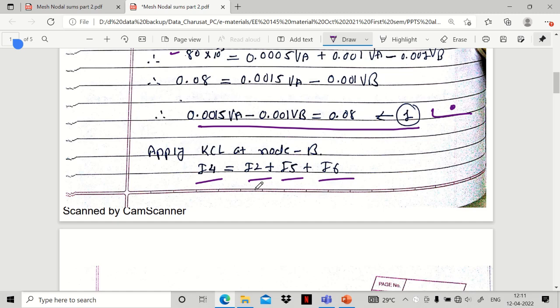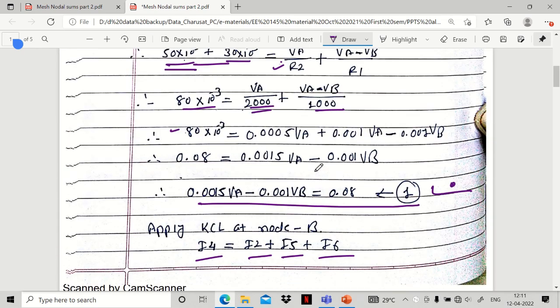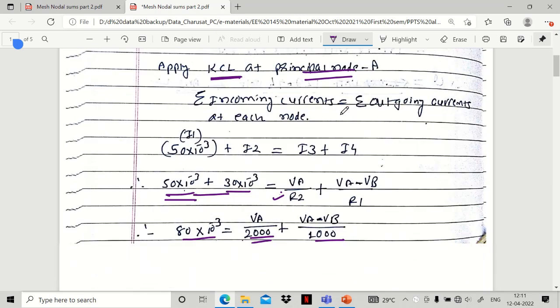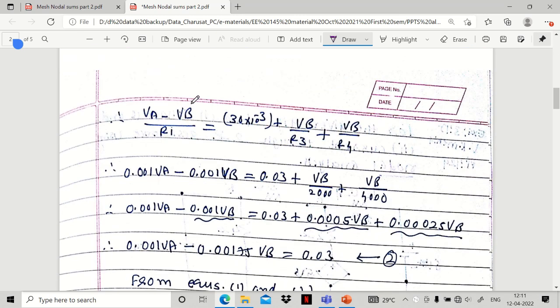That's all. Now write the equations in terms of the nodal voltages. Please pause this video and try to write the equations. I4 is flowing from A to B, so VA is more than VB. So VA minus VB upon R1, and R1 is 1000 ohm.